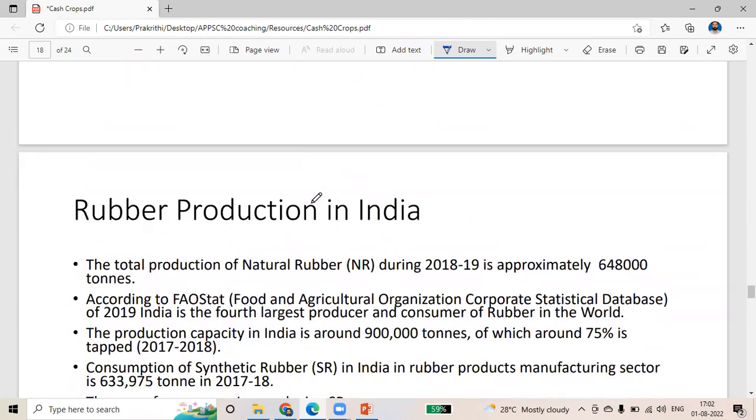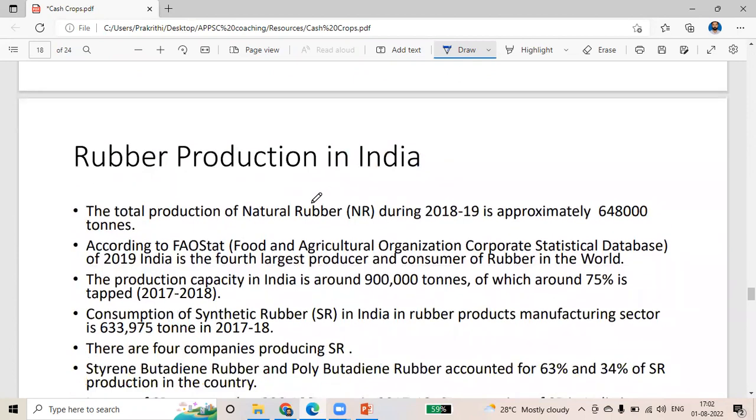Where we are seeing this rubber plant the most in India: the total production of natural rubber was approximately 648,000 tons during 2018-2019. This is the recent data I got. So almost 6,50,000 tons of natural rubber production. There is natural and synthetic; here I am talking about natural.